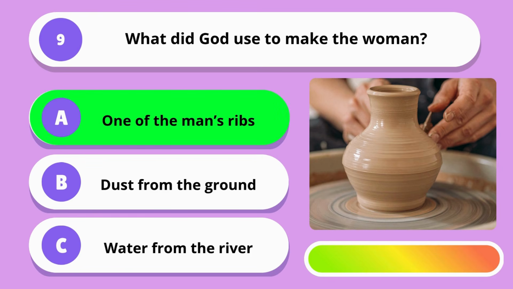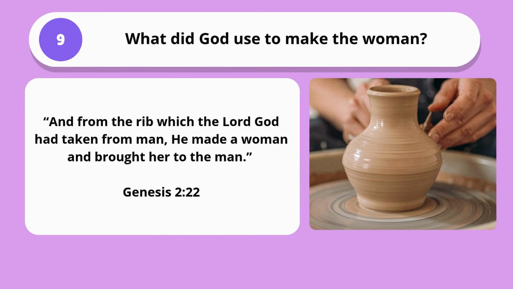The correct answer is one of the man's ribs. And from the rib which the Lord God had taken from man, he made a woman and brought her to the man. Genesis 2:22. Let's proceed.